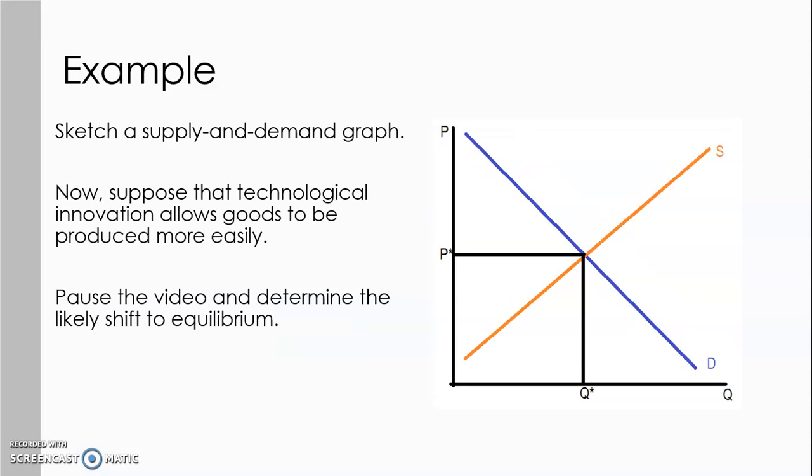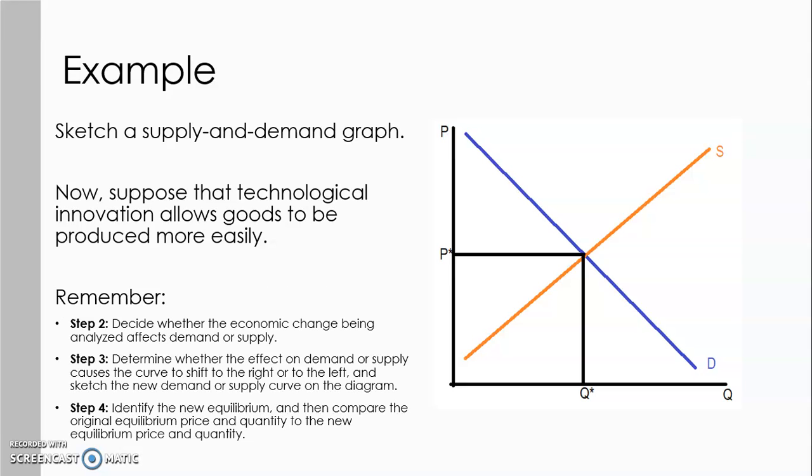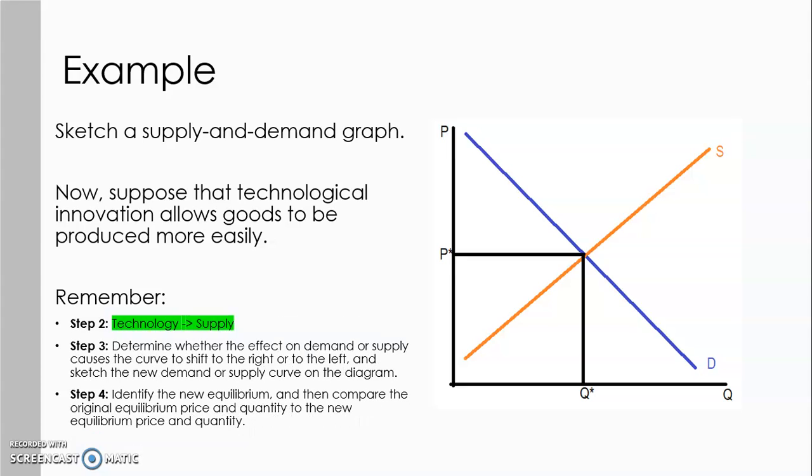Suppose that a technological innovation allows goods to be produced more easily. Pause the video and determine the likely shift. So, first things first, demand or supply? Well, technology making it easier to produce goods means we're going to see a supply shift. That's one of our supply shifters.